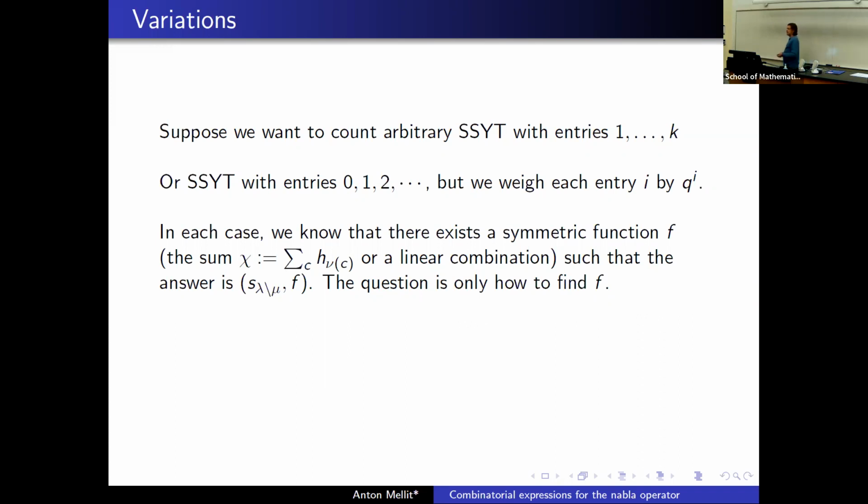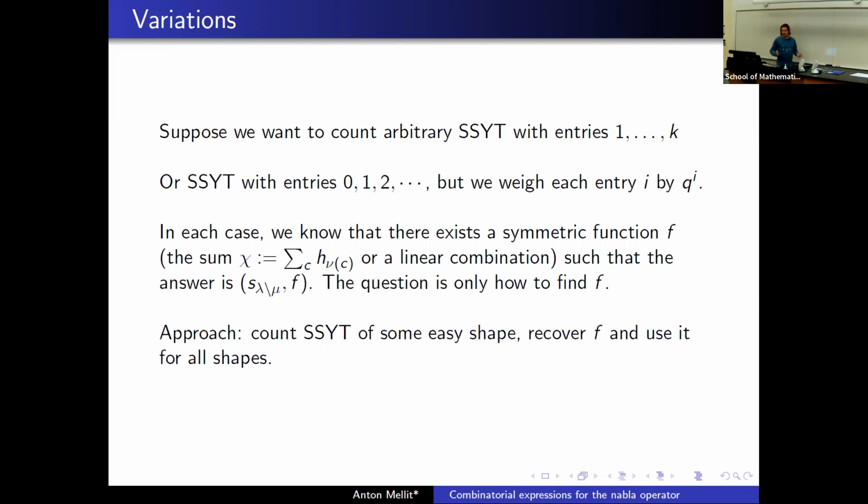But then, how do you find this f? Well, one way to find f is to fix some easy shape which you can easily handle, and a collection of shapes. That will give you scalar products of f with some functions, and maybe you can recover f uniquely.